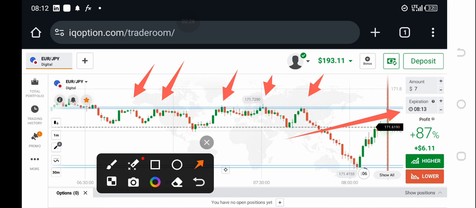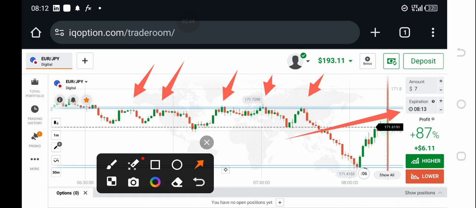So you practice on 5 minutes and use the previous strategy that I showed you of using reversal candlesticks. When you see a reversal pattern, you switch to 5 seconds with your confirmation. Just like I explained, you open your position.